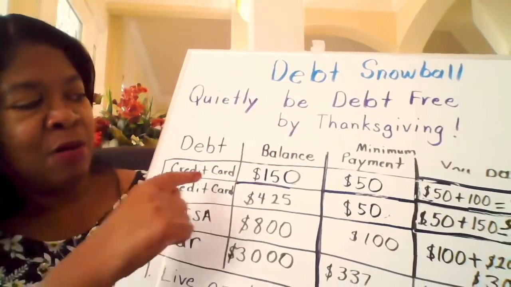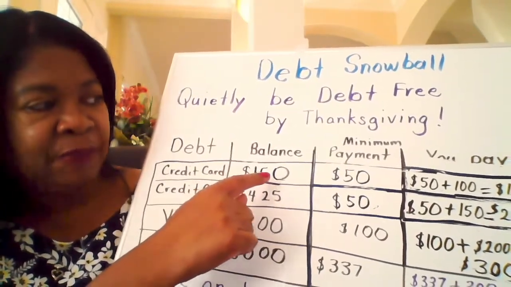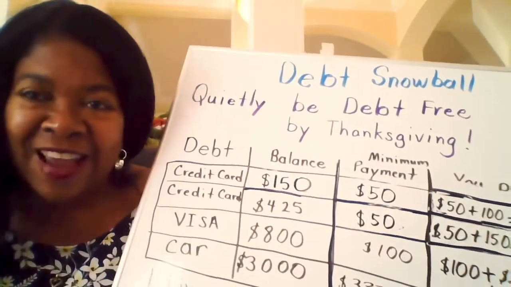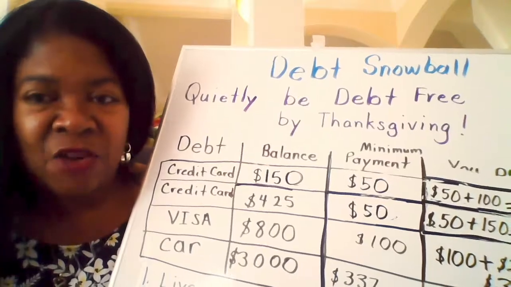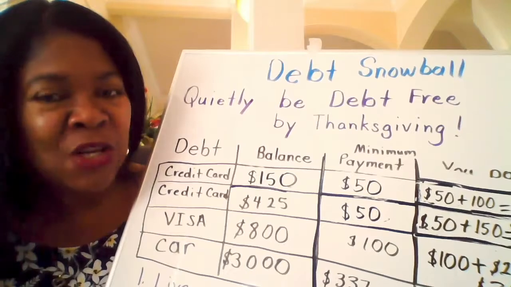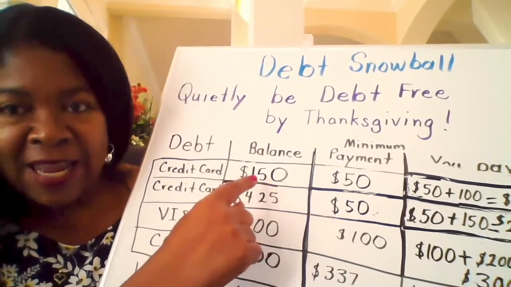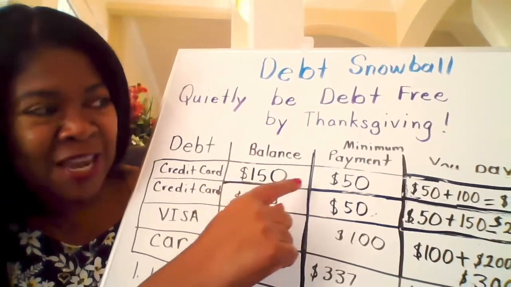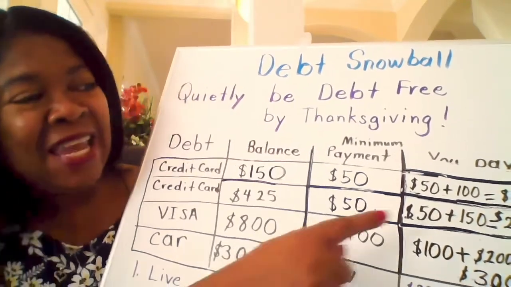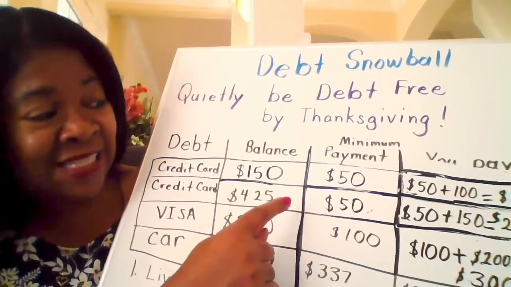On the debt snowball, this one has a balance of $150. You are going to pay the minimum payment, plus you're going to find an extra $100 that you can also pay on that debt. And then you will pay a total of $150. That is going to eliminate that first debt. The first debt will be eliminated, so you can celebrate that accomplishment.